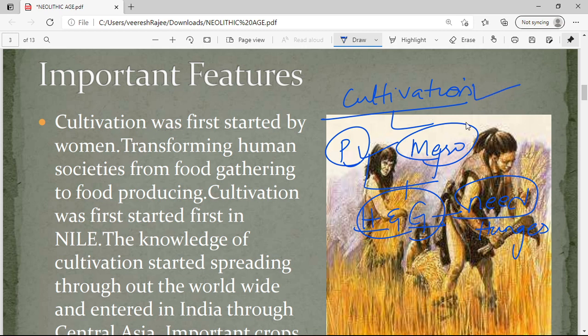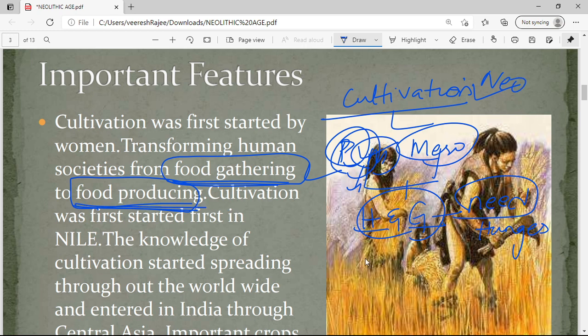Neolithic man started cultivation, and that's why his life was transformed from food gathering to food producing. In Paleolithic and Mesolithic age, human society was a food gathering society, and now during Neolithic age, it was transformed into a food producing society.